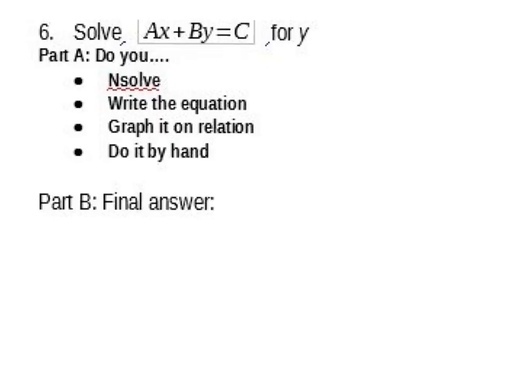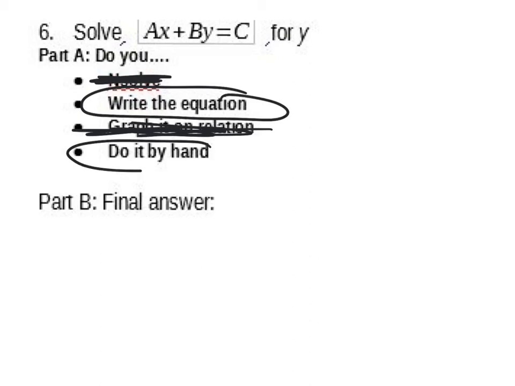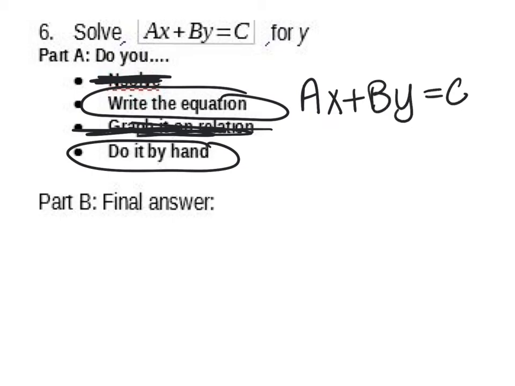Okay, so for number 6, we're going to solve for y using the equation. Since there is more than one variable, we cannot n-solve. Since there is no inequality, we cannot do this by relation. So we're going to write the equation, and we're going to do it by hand. So I'm going to write ax plus by is equal to c. My goal is to get y by itself. So I'm going to make my wall.